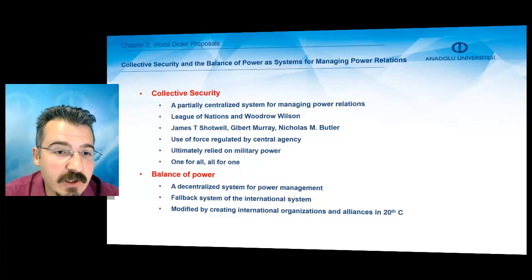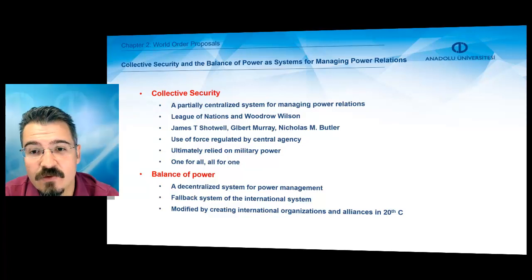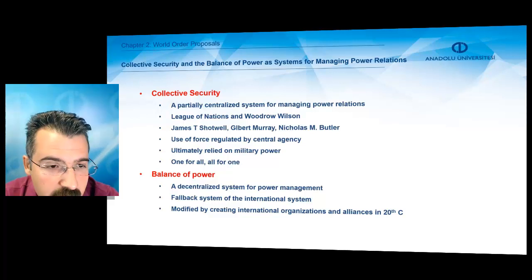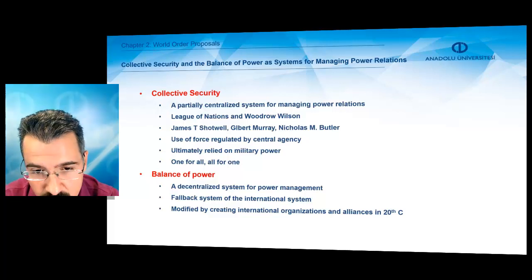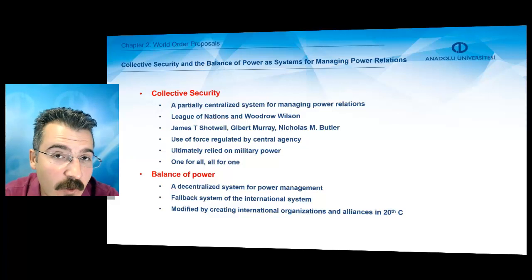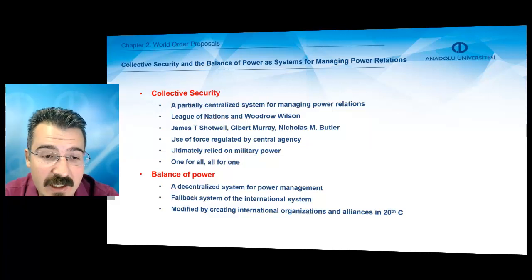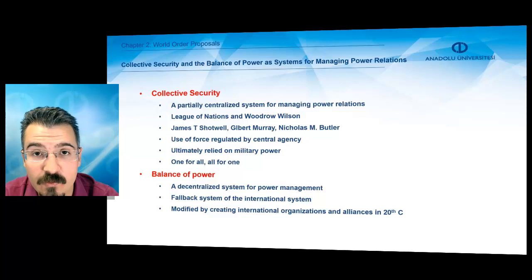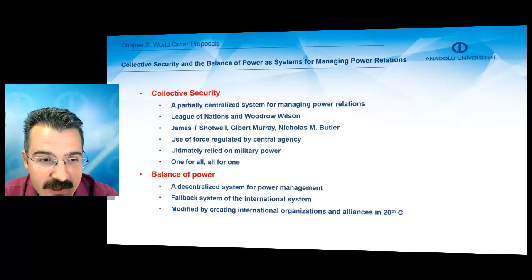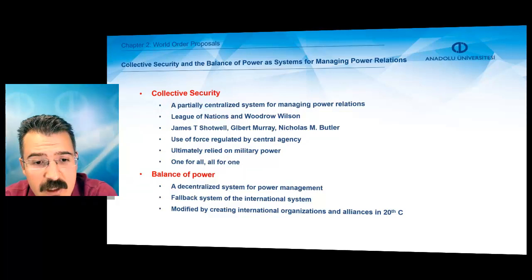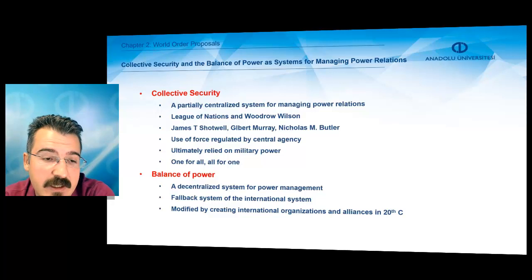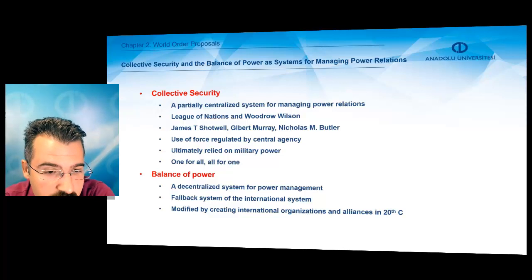The final topic is collective security and the balance of power. These are two different systems for managing power relations. Collective security is defined as a partially centralized system for managing power relations around the world. The League of Nations, for instance, was created on this very idea, and Woodrow Wilson supported the creation of collective security for all nations. But there are also other scholars, such as James Shotwell, Gilbert Murray, and Nicholas Butler. They advocate the creation and sustainment of collective security for world order.